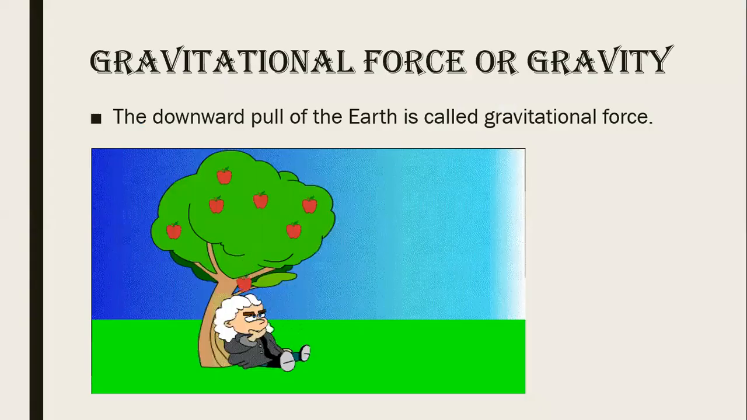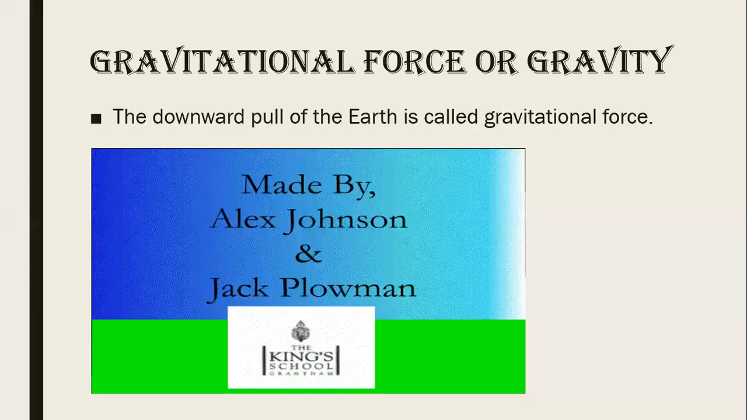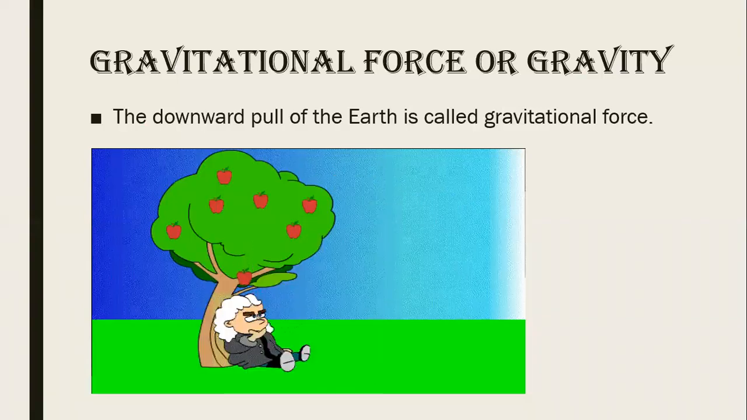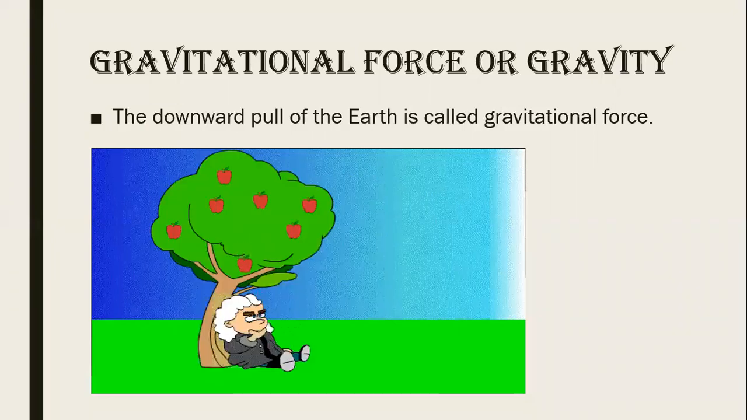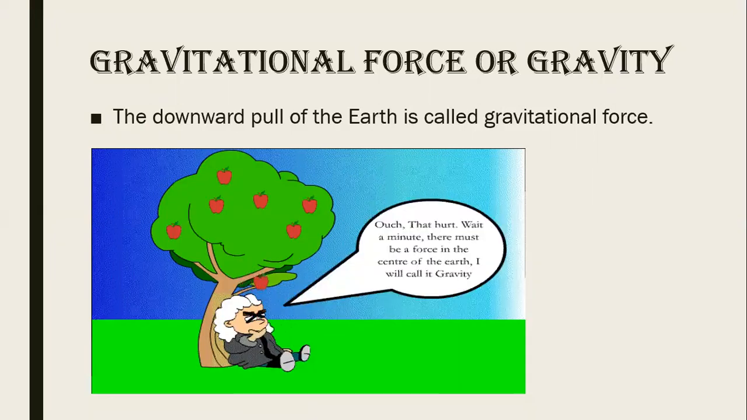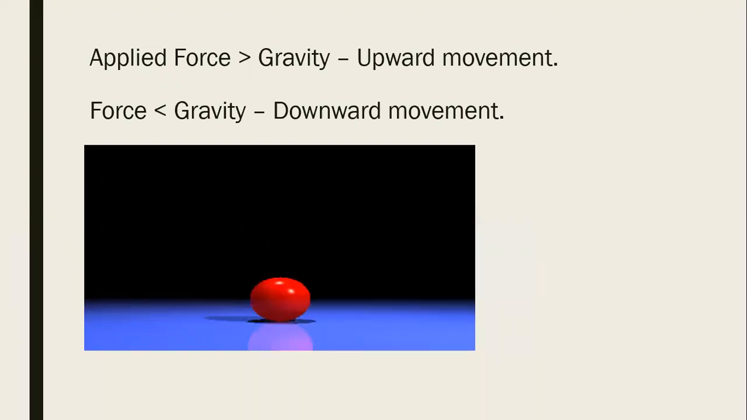Gravitational force. Any two objects that have mass and energy attract one another, and that force is called gravitational force. The earth has its own gravitational force called as gravity. This gravitational force pulls the objects towards the center of the earth. When the force applied on an object is greater than the gravity exerted by the earth, it moves upwards.